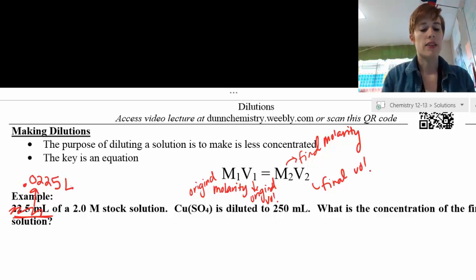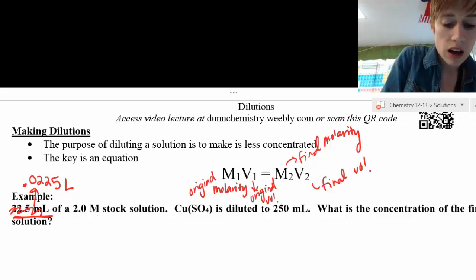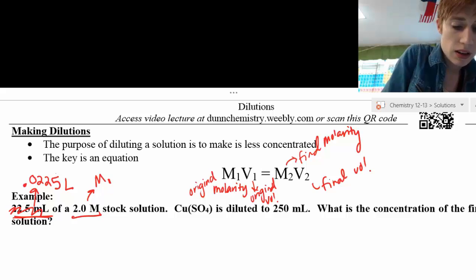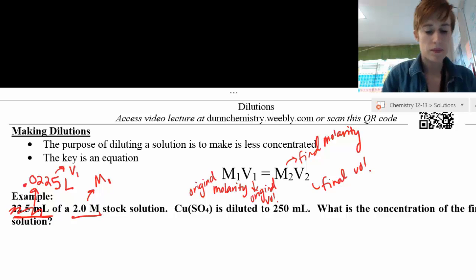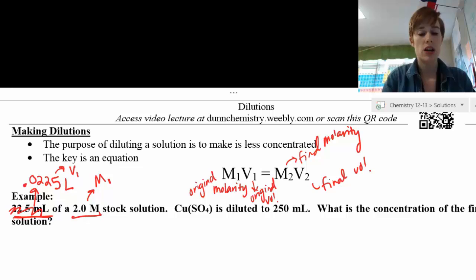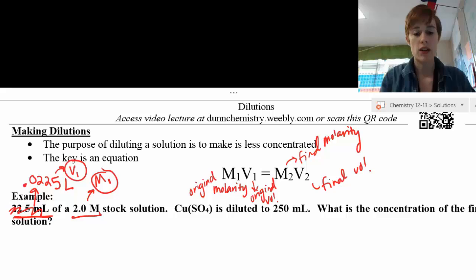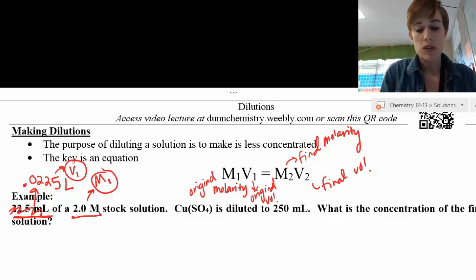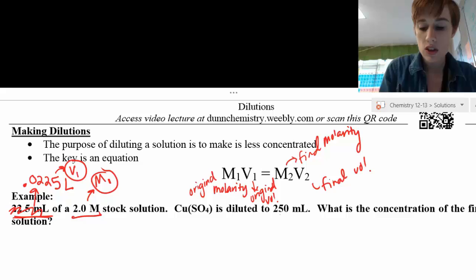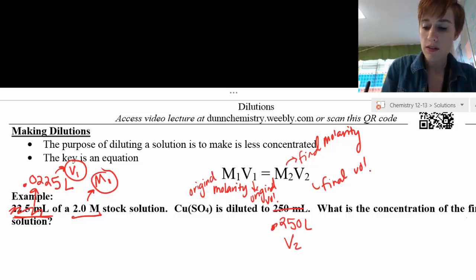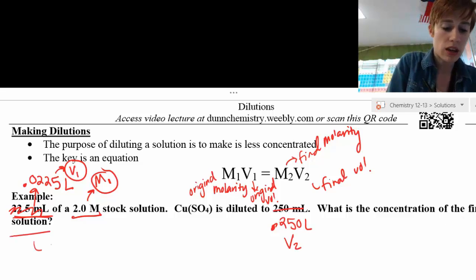Okay, so if I have that many liters, this is my volume 1, of a 2.0 molarity stock solution, this is my molarity 1. So these are my V1 and my M1. It says that this particular compound is diluted to 0.250 liters, right? It's diluted to that, so this is my V2. What's the final solution? So I'm looking for M2, okay?